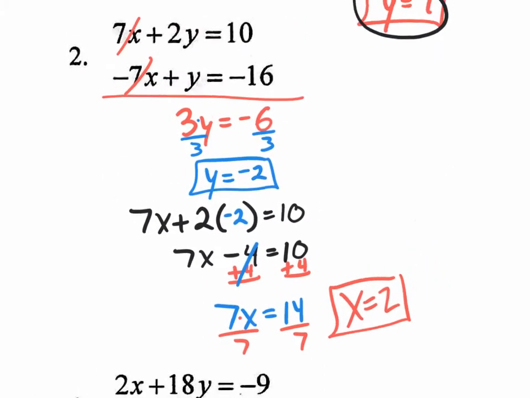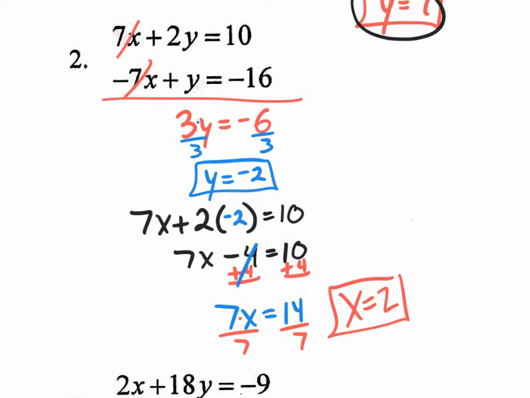So let's write it as an ordered pair. The ordered pair is 2 for x and -2 for y. Once again, if you were to have solved this using a different method, substitution, you'd still get the same answer. If you were to graph it, if you had graph paper and you graphed it, the two lines would intersect at that coordinate 2, -2.